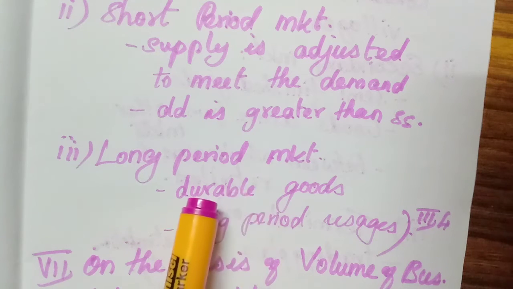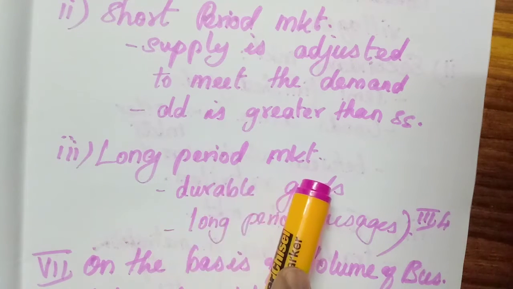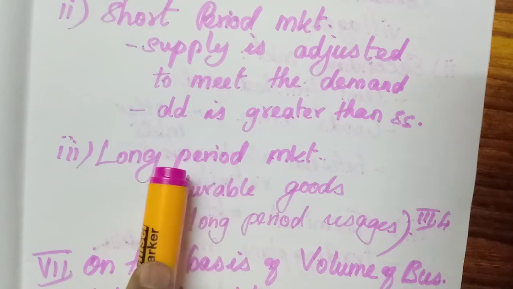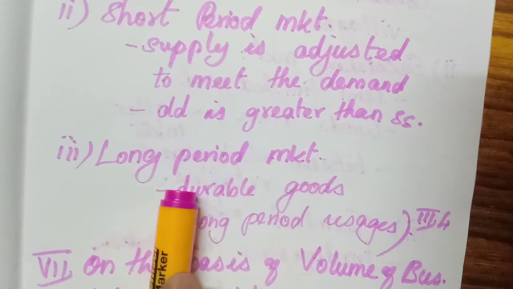They can use these products also for a long period of time. That's why they are called long period markets.